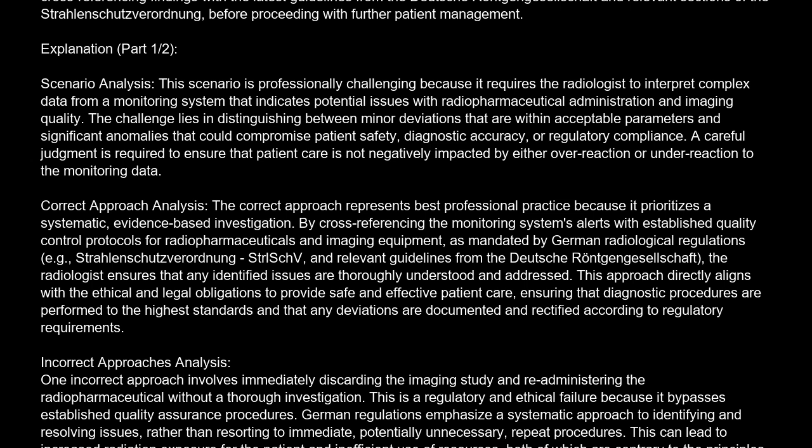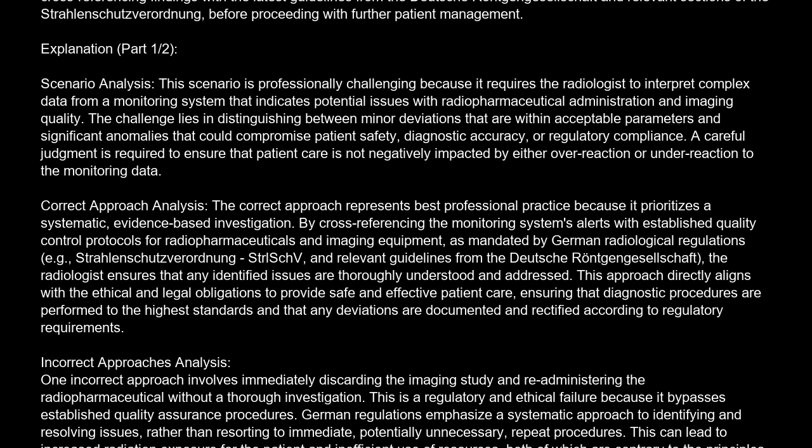monitoring system that indicates potential issues with radiopharmaceutical administration and imaging quality. The challenge lies in distinguishing between minor deviations that are within acceptable parameters and significant anomalies that could compromise patient safety, diagnostic accuracy, or regulatory compliance. A careful judgment is required to ensure that patient care is not negatively impacted by either overreaction or underreaction to the monitoring data. Correct approach analysis.